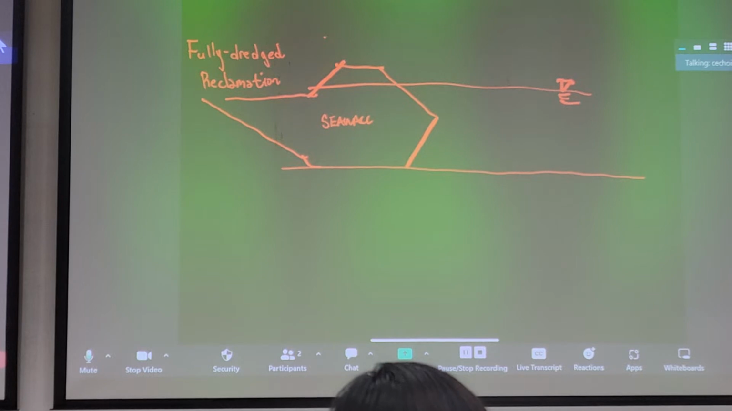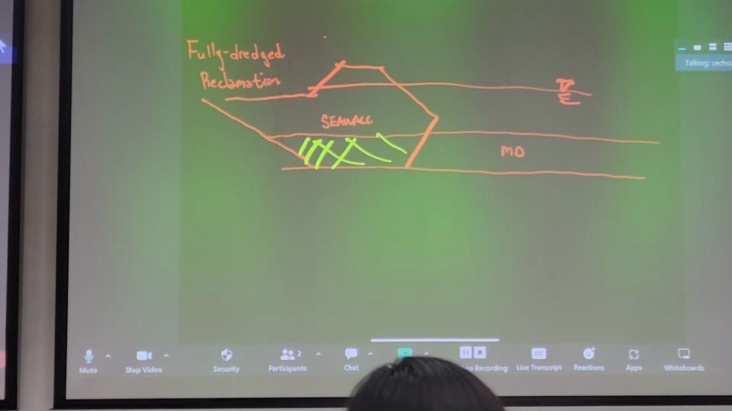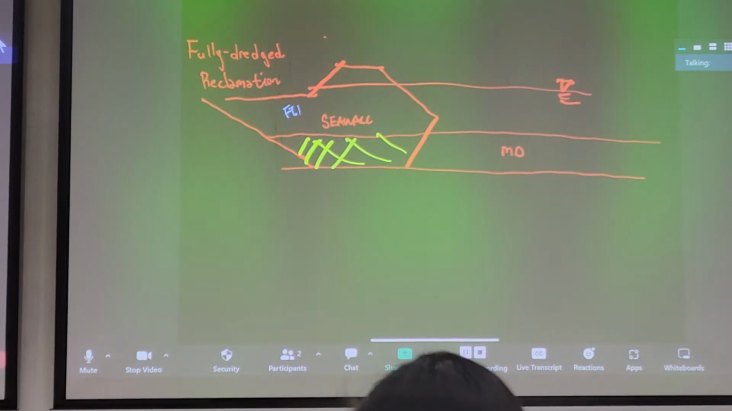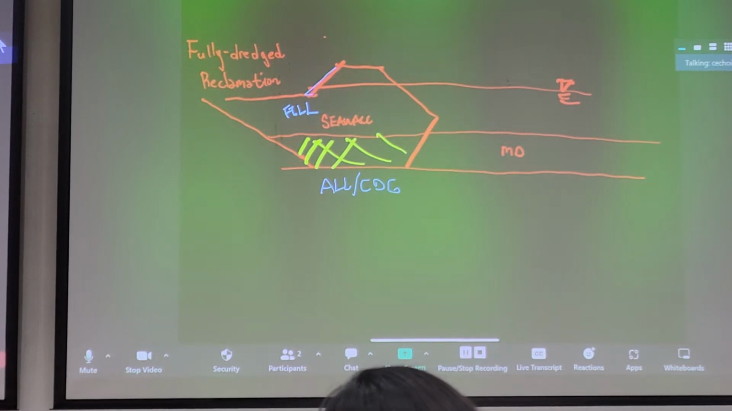So we normally construct a seawall, and if it's a fully dredged reclamation, let's say there's a layer of MD here, you would even remove this MD here and have the seawall, which can consist of fill material. You have a seawall here. You place your fill material directly on alluvium or CDG, so you don't have to deal with settlement of the seawall. Now, this would be a fully dredged reclamation.